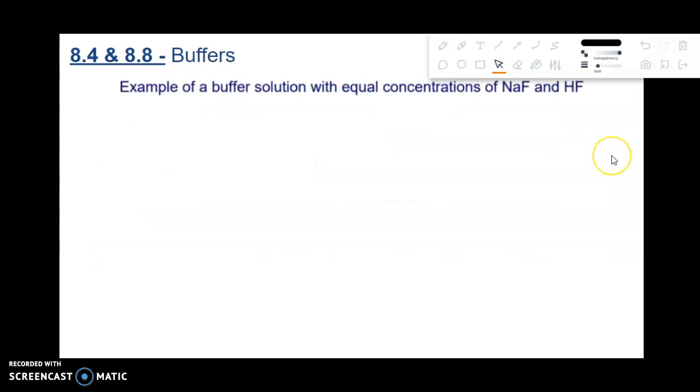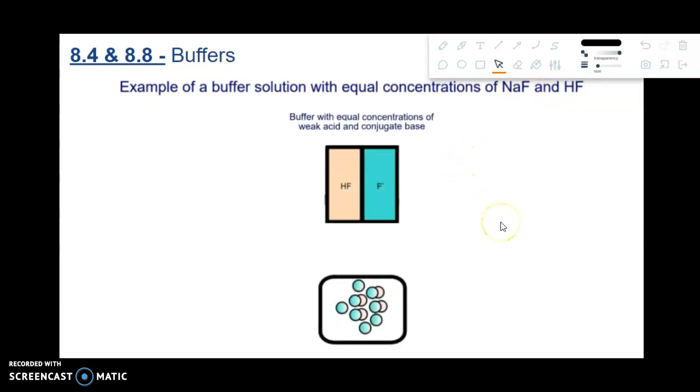So if we look at a qualitative example of sodium fluoride and hydrofluoric acid, hydrofluoric acid is going to be the weak acid. Sodium fluoride is going to contain the weak conjugate base, or the effective conjugate base. So sodium is just going to be a spectator here, and then the fluoride ion, that's going to be your conjugate base.